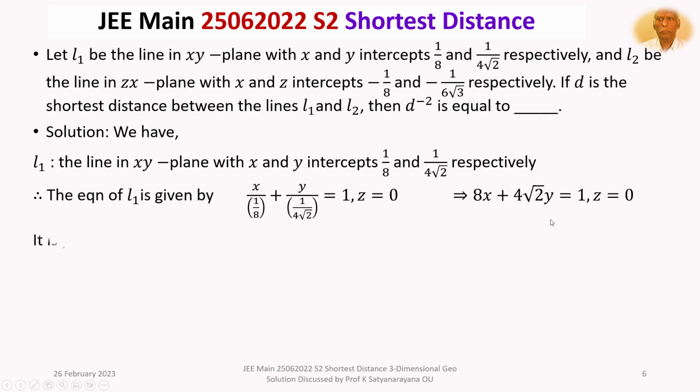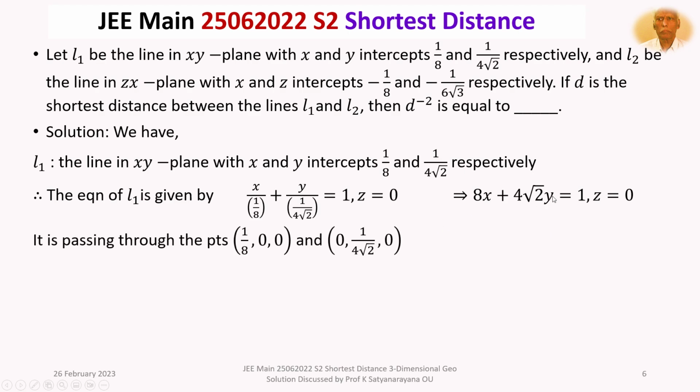Now we take two convenient points on this line. How do we get them? Put y is equal to 0, and x is equal to 1 by 8. Then x is 1 by 8, y is 0, z is equal to 0 satisfies this equation. So 1 by 8 comma 0 comma 0, and similarly x is 0 and y is 1 by 4 root 2 and z is 0, that is this point will also lie on this line. So this line is passing through these two points.